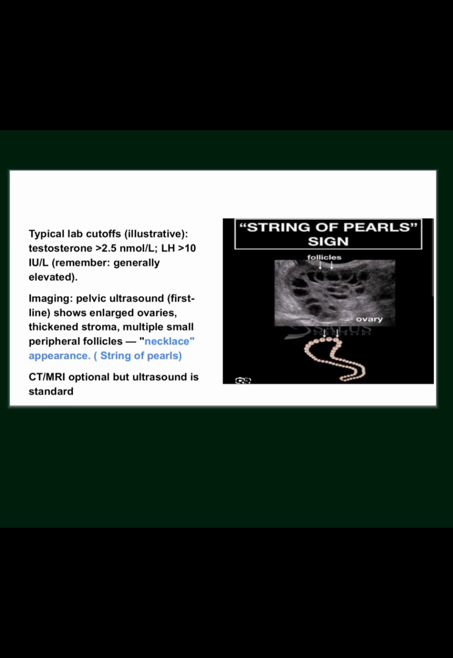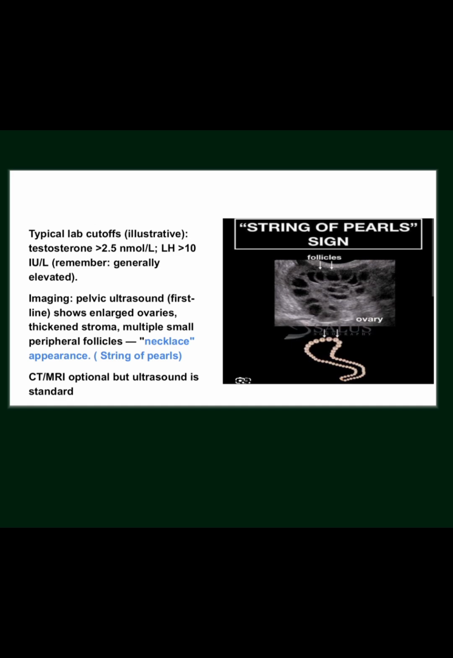So when you do a biochemistry test, the testosterone result is mostly greater than 2.5 nanomoles per liter. Okay, so it's just elevated. When you do the ultrasound or a pelvic ultrasound, it's going to show enlarged ovaries, showing stroma there with multiple small peripheral follicles, so necklace-like in appearance, as you can see. Those darkish small holes there are the follicles.